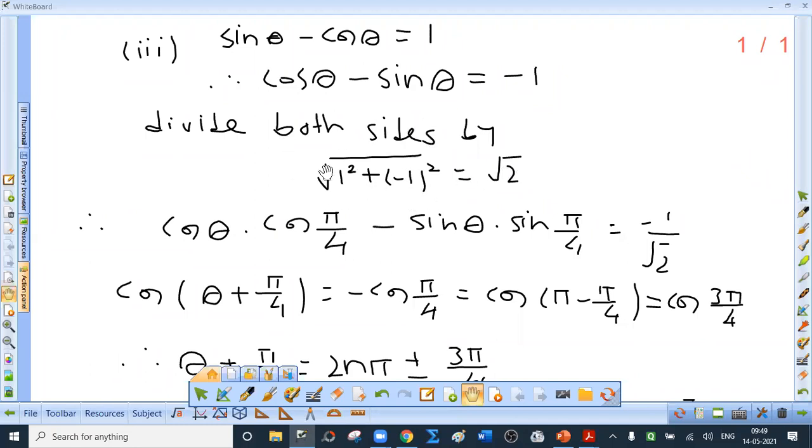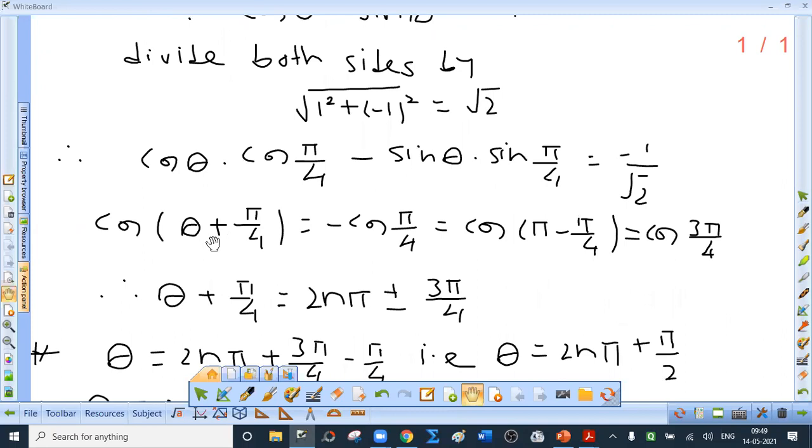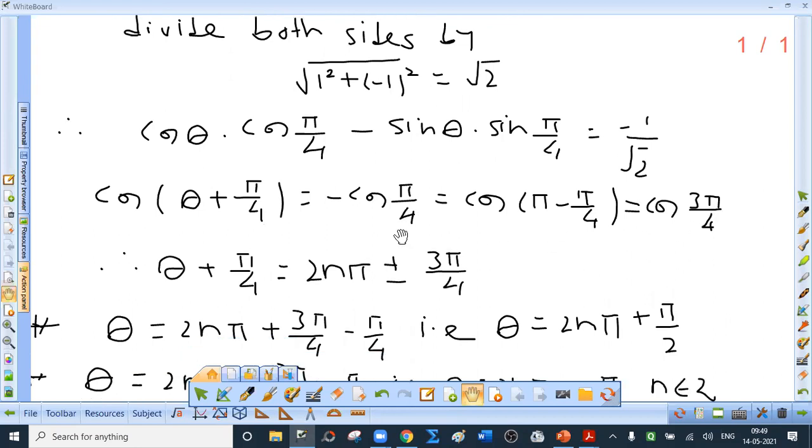Now I'll explain this. Divide by root 2. So cos theta into 1 by root 2 is cos pi by 4. Here 1 by root 2 is replaced by sin pi by 4. RHS is minus 1 by root 2. LHS is expansion of cos of theta plus pi by 4. Minus cos pi by 4 is cos of pi minus pi by 4. So cos of 3 pi by 4.